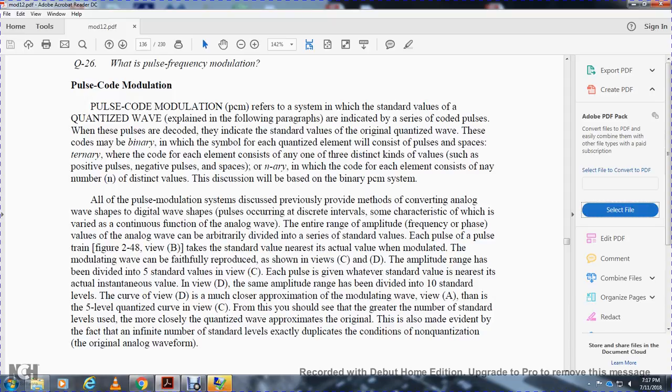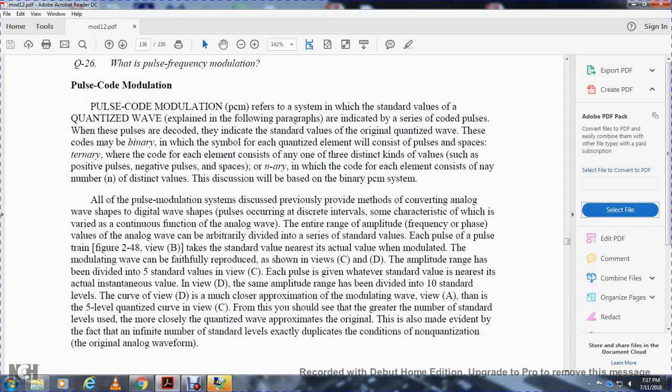Figure 248 view B takes the standard value nearest to the actual value when modulated. The modulating wave can be faithfully reproduced, as shown in views C and D. The amplitude range has been divided into 5 standard values in view C. Each pulse takes whatever standard value is nearest to the actual instantaneous value.